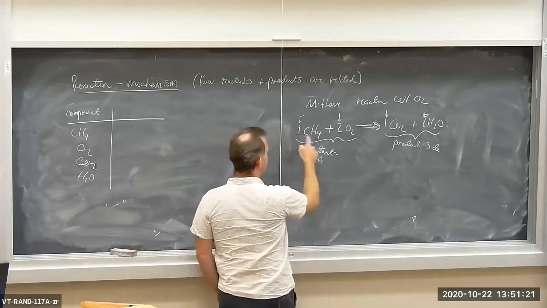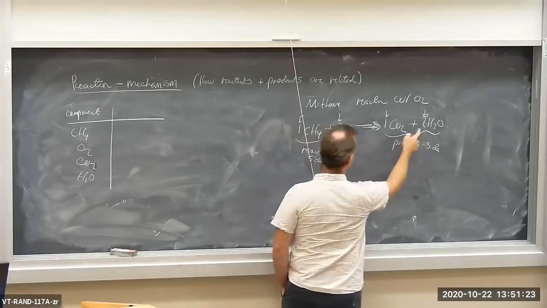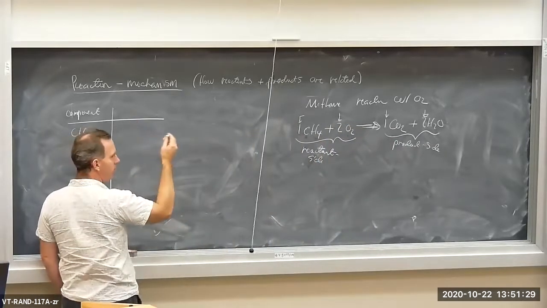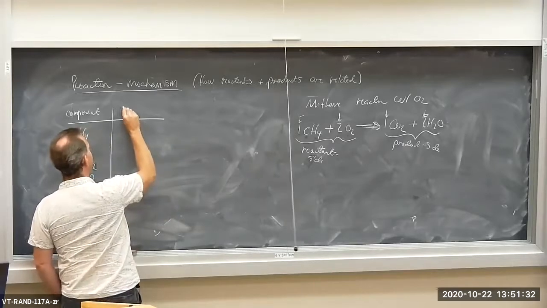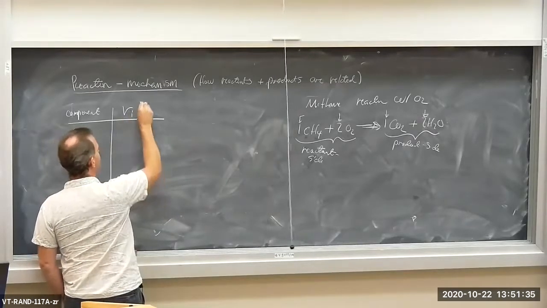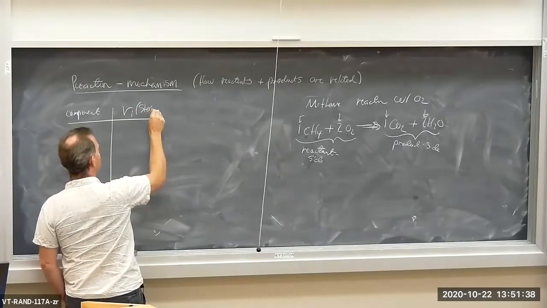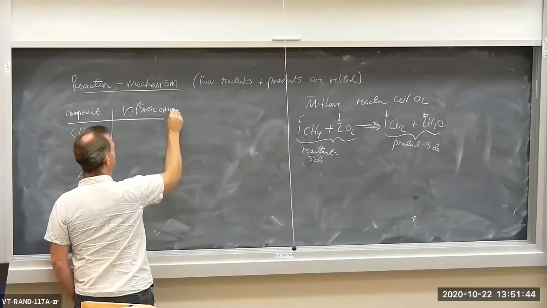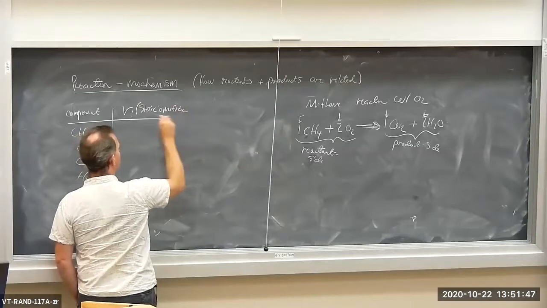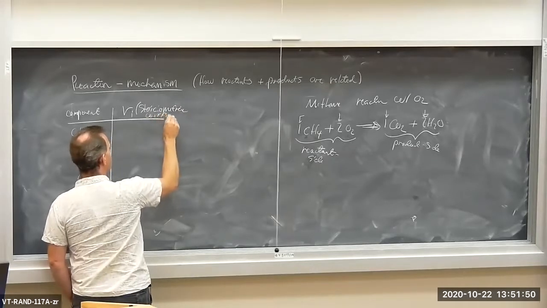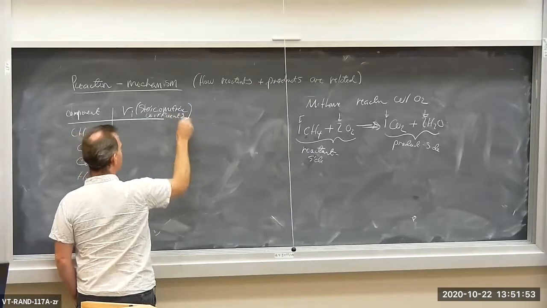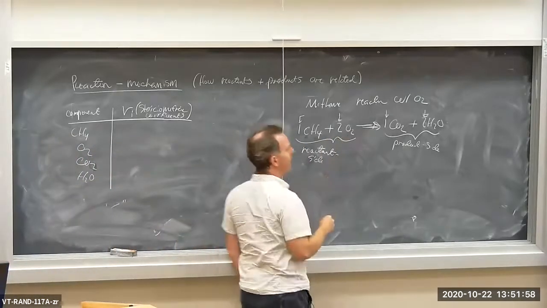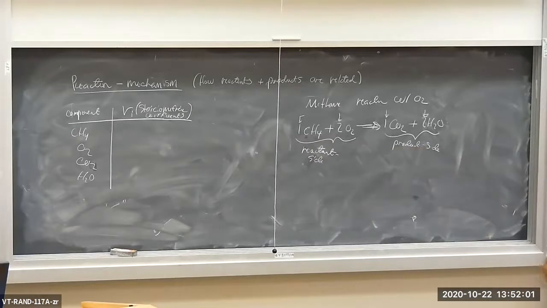Now, I'm going to write these stoichiometric coefficients in the reaction mechanism. I'm going to write them up here in this column. I'm going to give a symbol for these stoichiometric coefficients. So V sub I, these are the stoichiometric coefficients. I'm going to write these numbers in front of my components in my reaction mechanism.